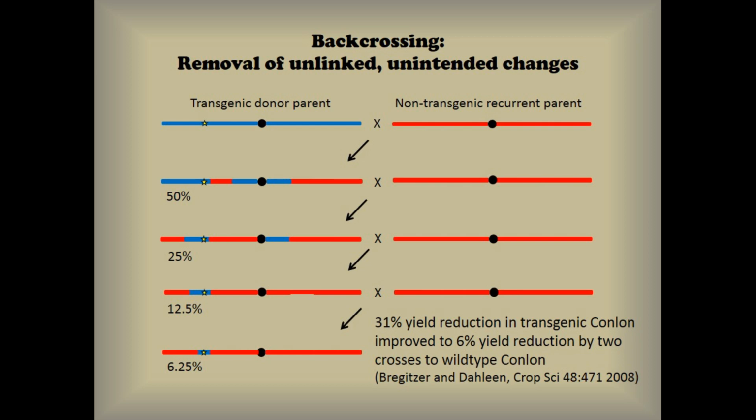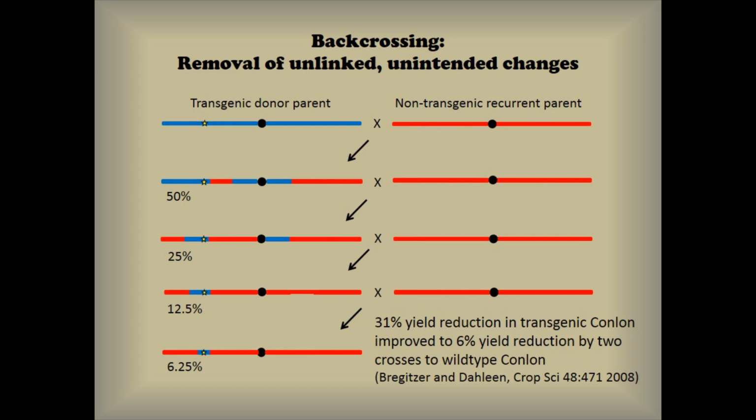And so this process can be repeated, and at each cycle of crossing, you're getting rid of another 50% of the remaining donor parent genome, so that after the first backcross, which is the second cross, but the first backcross, we're now down to 25% donor parent genome, and with successive crosses, you continue to reduce the percentage of the genome that is associated with the donor parent. And so this is just showing a few backcrosses.